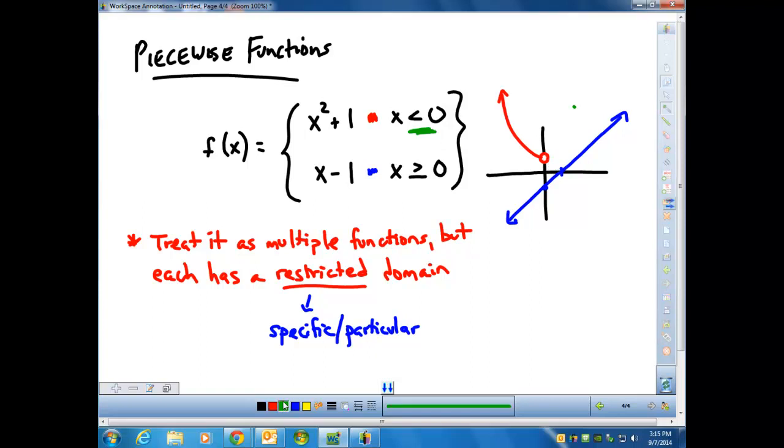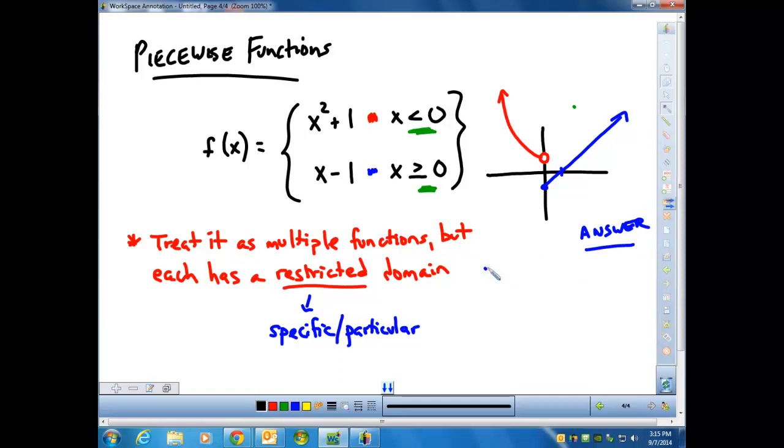And then for the bottom part, since I only want the values that are bigger than 0, I'm going to erase everything to the left of 0 there, but I'm going to include 0 now because that is part of that domain, and that right there is the graph of this piecewise function. You might want to go back and listen to that again if that was kind of quick.